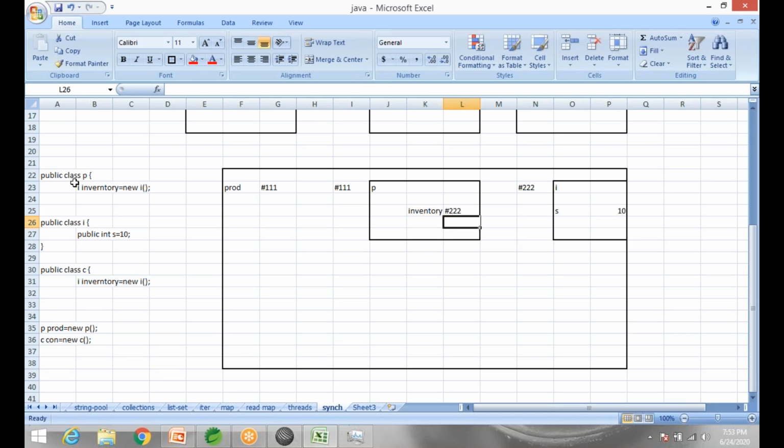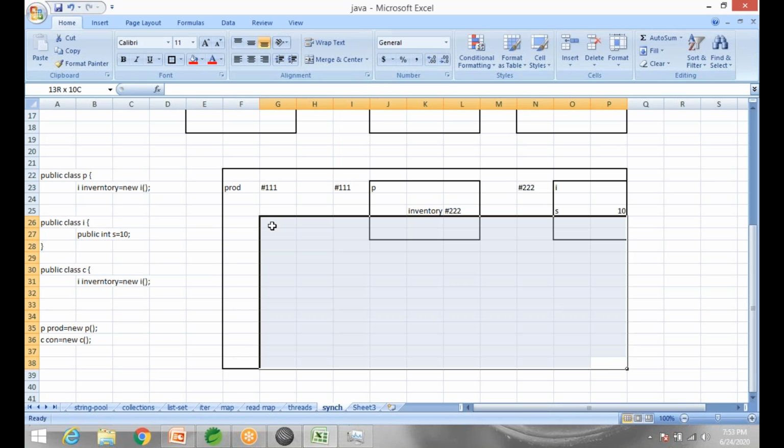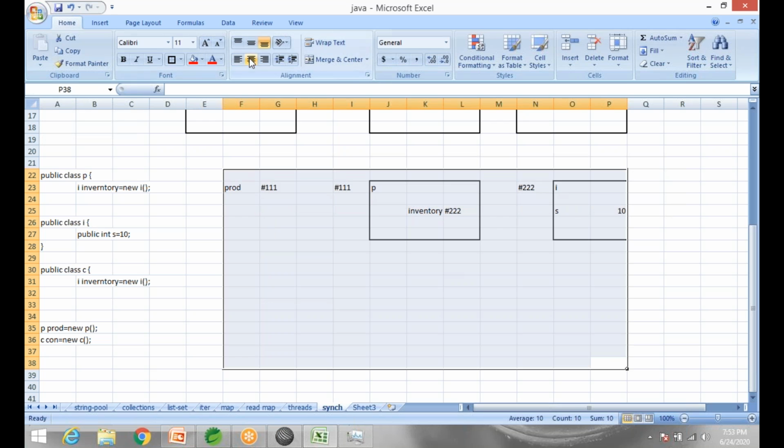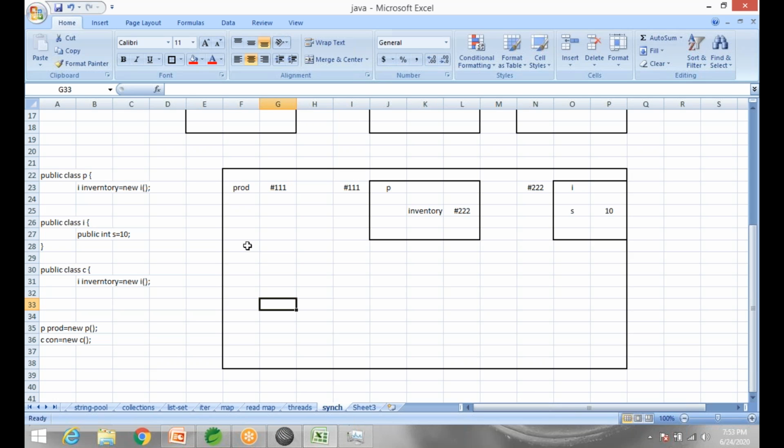That's what happens in the memory when you create the prod object. You go recursively. Prod is pointing to 111. Inside the prod class, we have another new reference variable, I inventory equals new I. So we have to create another object for the I class, and point that reference. So prod is pointing to #111. Inside that location, we have inventory, which is pointing to #222. That's what happens when you create an object of the prod class.